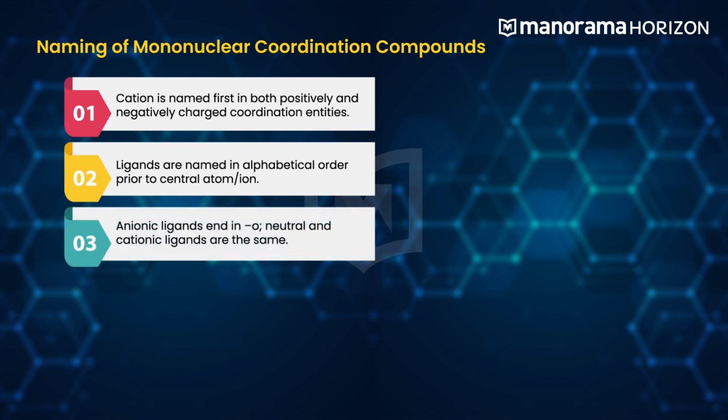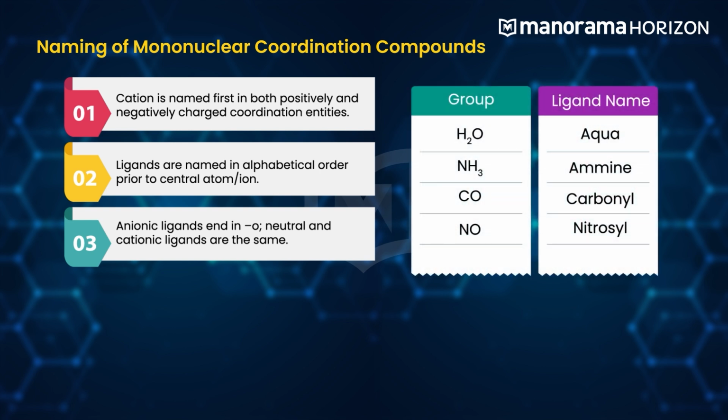Anionic ligands end in -o. Neutral and cationic ligands are named the same as the molecule. However, exceptions are there. If water is the ligand, then it is called aqua. Likewise, ammine is for ammonia, carbonyl is for CO and nitrosyl is for NO. And while writing the formula of the coordination entity, these ligands are enclosed in brackets.